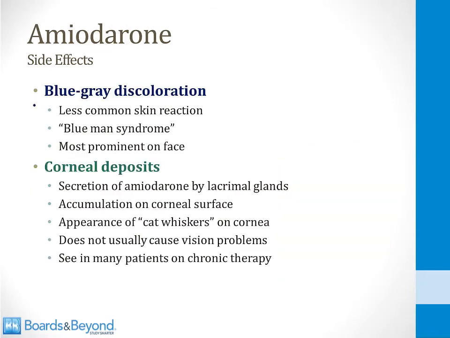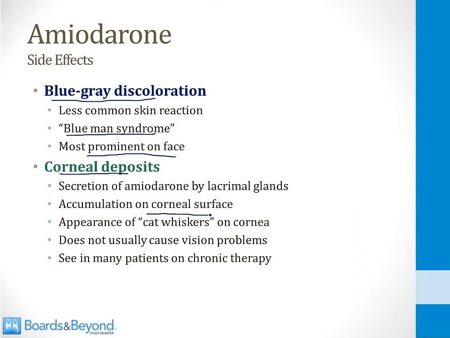Now, although photosensitivity is the most common skin effect of amiodarone, a less common effect is a blue-gray discoloration of the skin that sometimes occurs, especially if patients take high dosages of amiodarone. This is sometimes called the blue man syndrome, and it's most prominent in the face. You can Google the blue man syndrome in amiodarone, and you'll find lots of examples of this. In addition, some patients on amiodarone develop corneal deposits. This is because amiodarone is secreted by the lacrimal glands, and it accumulates on the corneal surface.